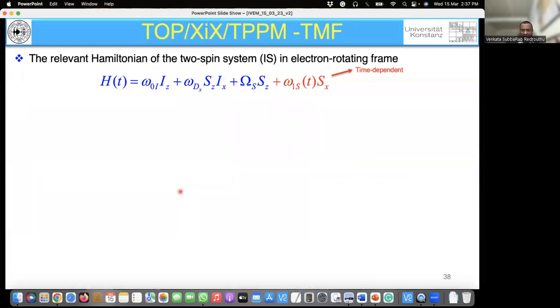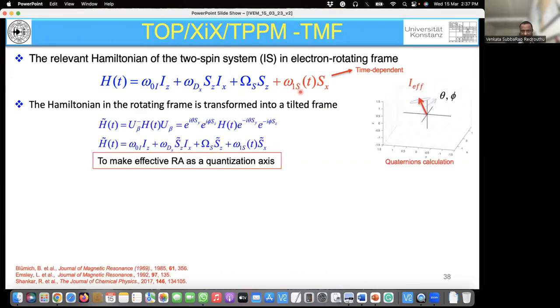The same thing we can see for the modulated case, like the TOP DNP, XiX and TPPM cases, where we use the tilted modulating frame. I will show how we do that. Unlike earlier, now the microwave irradiation part contains time dependence because of the modulation. As I mentioned before, we have to tilt so that the effective rotation is happening along the quantization axis. For that, we find theta and phi using quaternions, and then we tilt.